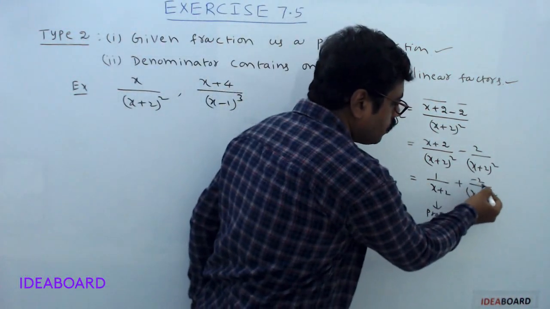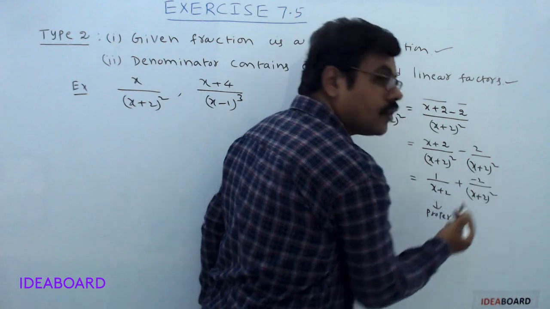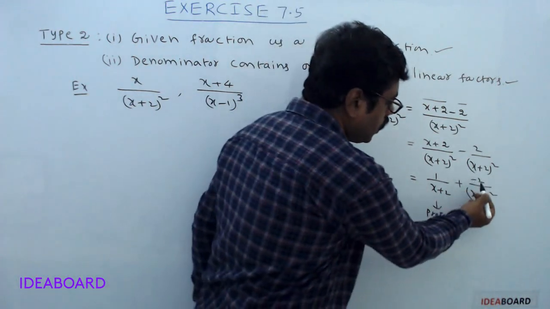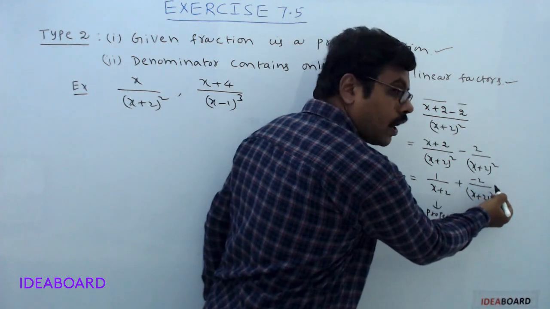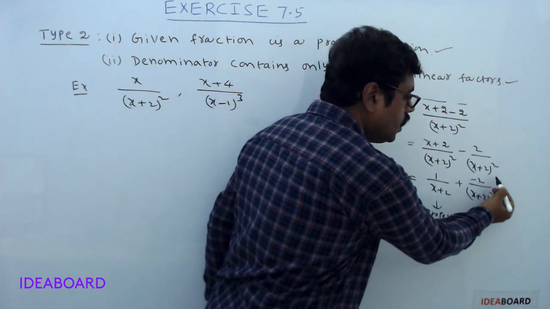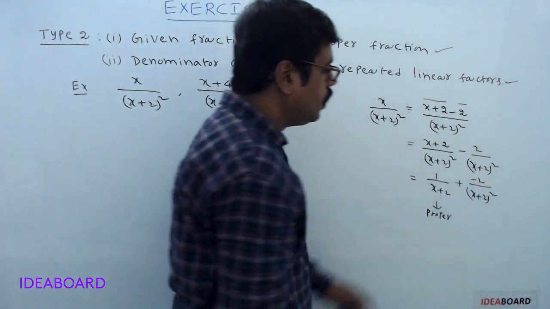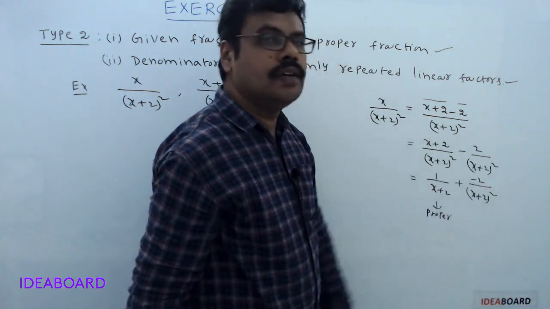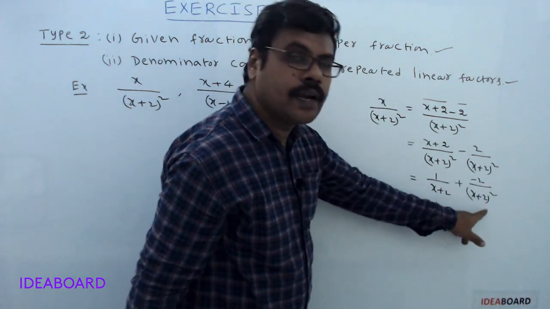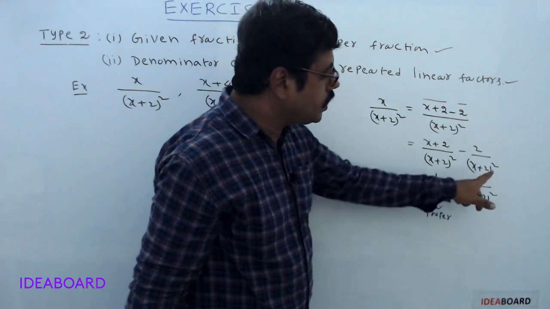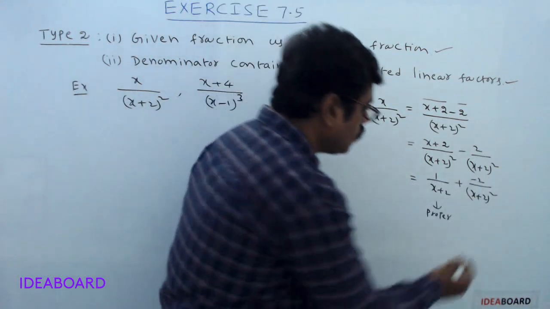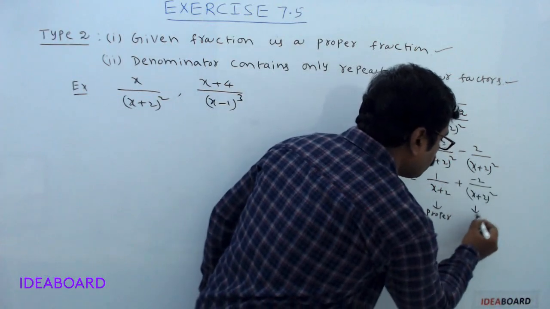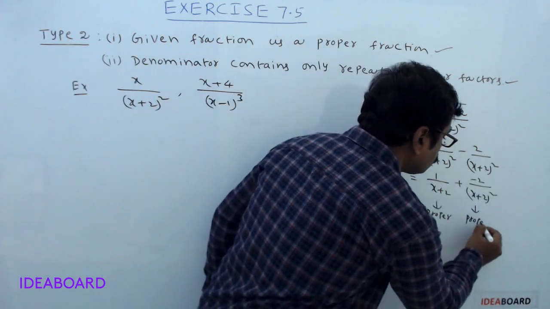Now come to the second term. What is the degree of the numerator? Degree of numerator will be 0. So here minus 2 can be taken as minus 2 into 1, and 1 can be expressed as x power 0. Degree of numerator is 0. Degree of denominator will be 2. Degree of numerator is less than degree of denominator. So it is also a proper fraction.